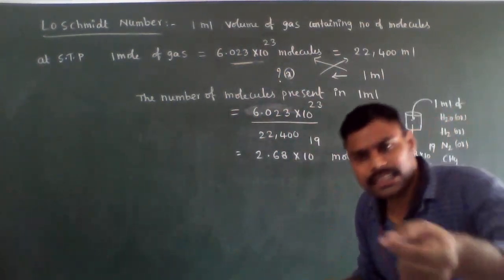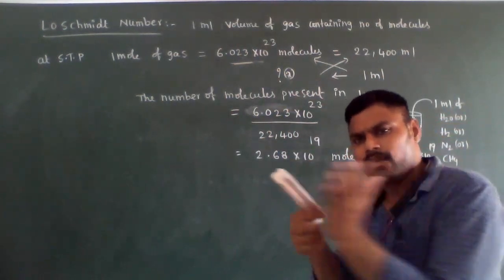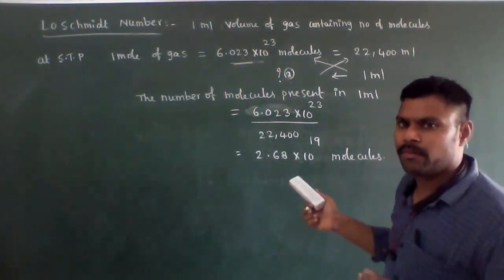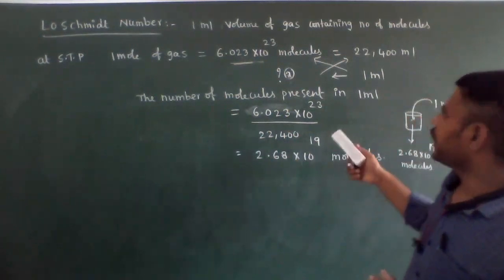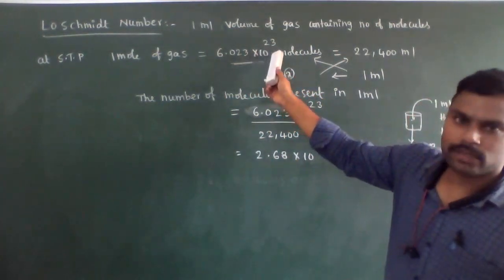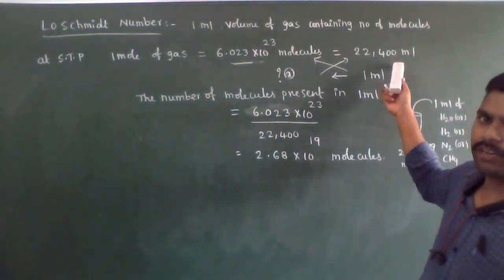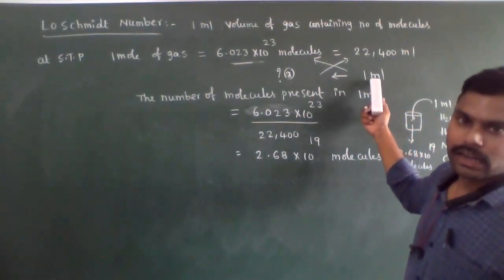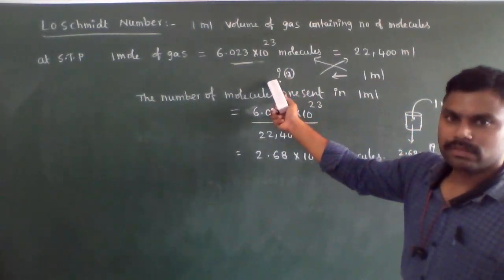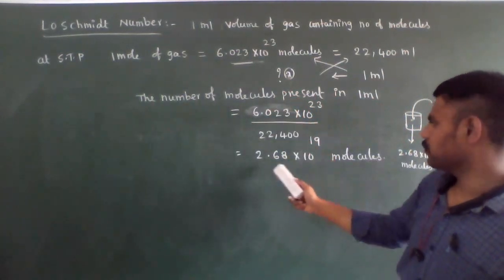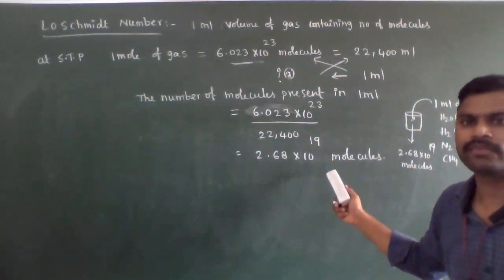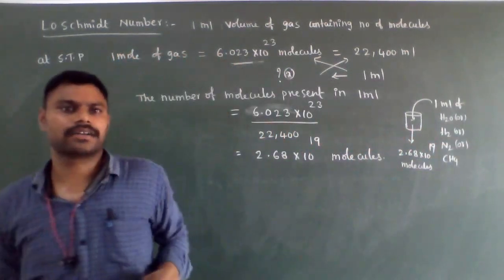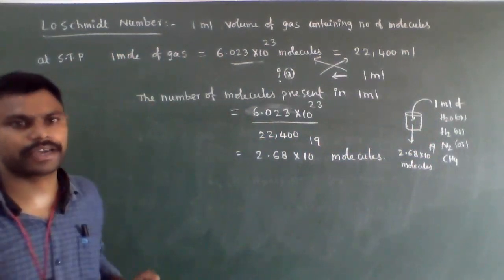From that, you take just 1 ml of volume. In that 1 ml, how many molecules are present? We have 6.023 into 10 to the power of 23 molecules in 22,400 ml, but 1 ml contains 2.68 into 10 to the power of 19 molecules, which is known as the Loschmidt number.